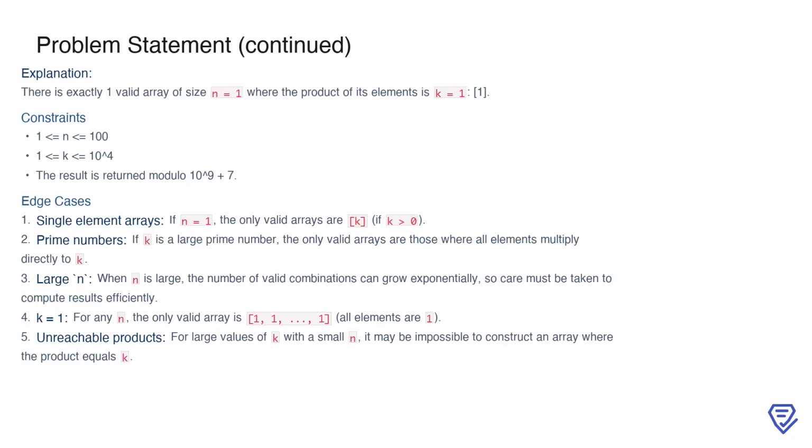The result must be returned modulo 10 to the power of 9 plus 7 to handle the potentially large number of combinations. Some edge cases to consider include arrays with a single element, scenarios where k is a prime number, and cases where the target product is unreachable due to the constraints on n and k. Efficient computation is key to solving this problem within the given limits.